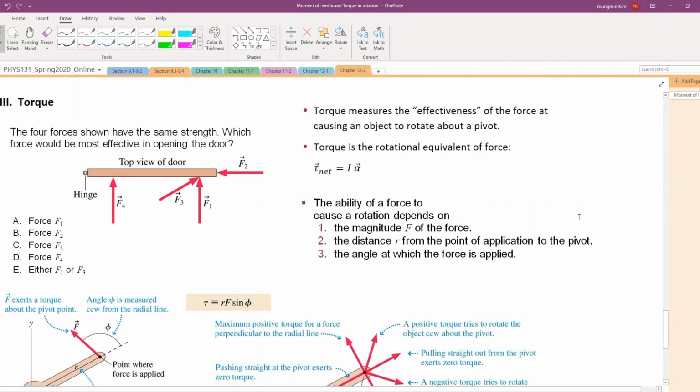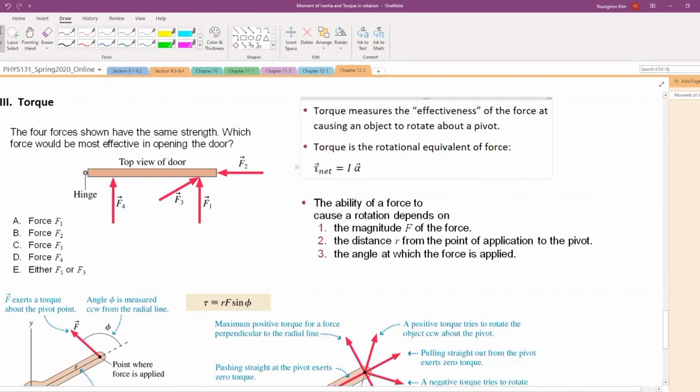Finally, we come to torque. We mentioned torque already, that is the equivalent of force in rotation that causes an object to rotate about a certain axis. Now, this torque measures the effectiveness of the force at causing an object to rotate about a pivot. And torque is the rotational equivalent of force, even though it is not exactly a force, nor is it an energy, but conceptually you can accept that it is an equivalent of force in rotation.